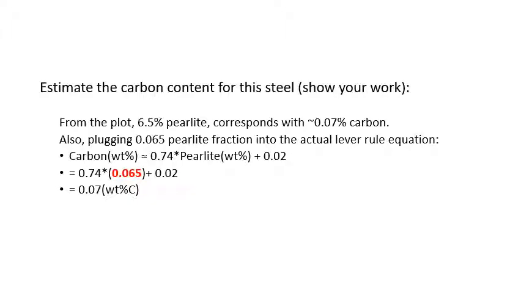To summarize the results of what we just calculated from the plot, we had identified that there was about 6.5% volume fraction of pearlite. And on the plot, that corresponded with about 0.07% carbon. You can also plug that 0.065 pearlite fraction directly into the lever rule equation, where carbon weight percent equals 0.74 times the pearlite weight percent plus 0.02. Here's our pearlite fraction, and plug and chug, and we get 0.07.